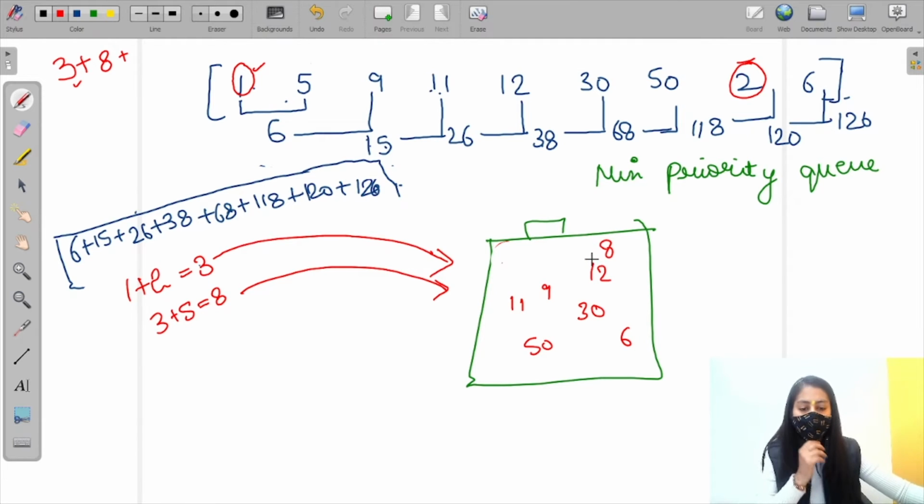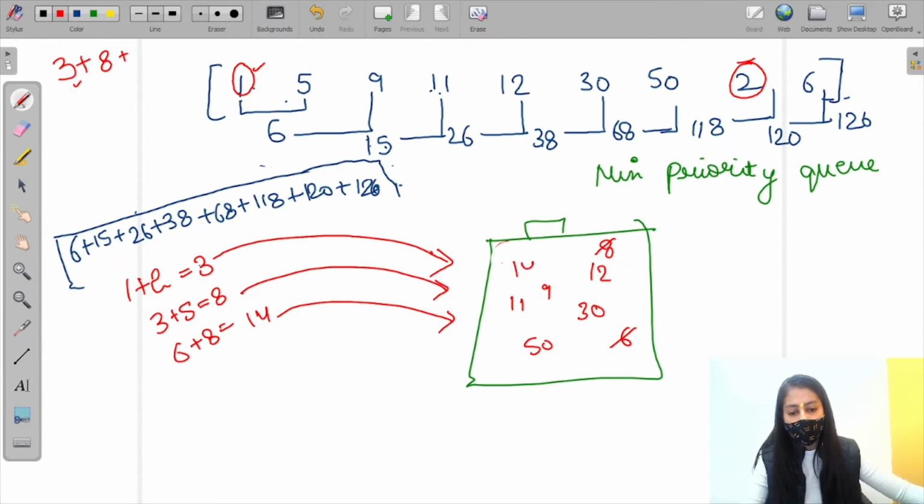Now again I will choose the minimum, that is 8 plus 6, right? So 6 plus 8 is what? 14, right? So 14 is pushed to my priority queue, and a cost of 14 is added to my total cost, right? So these two are removed from my queue and 14 is added.